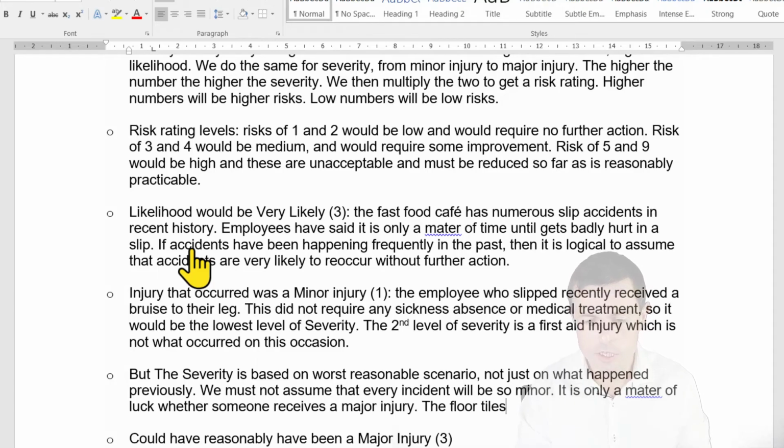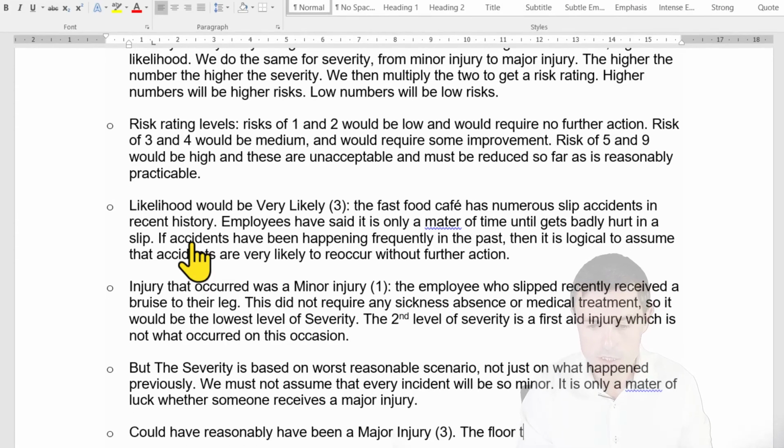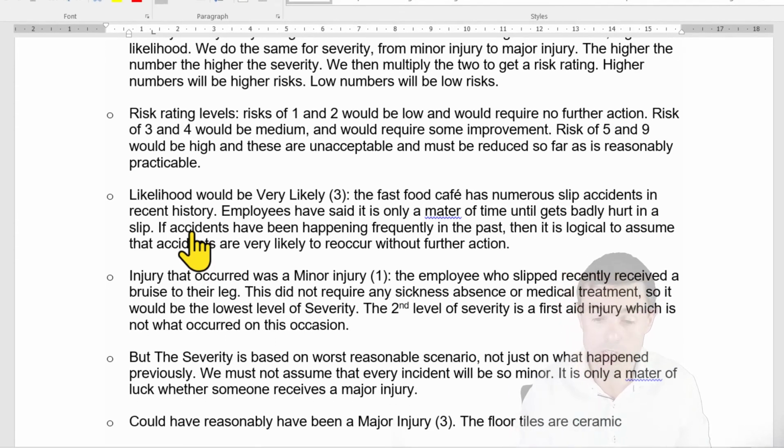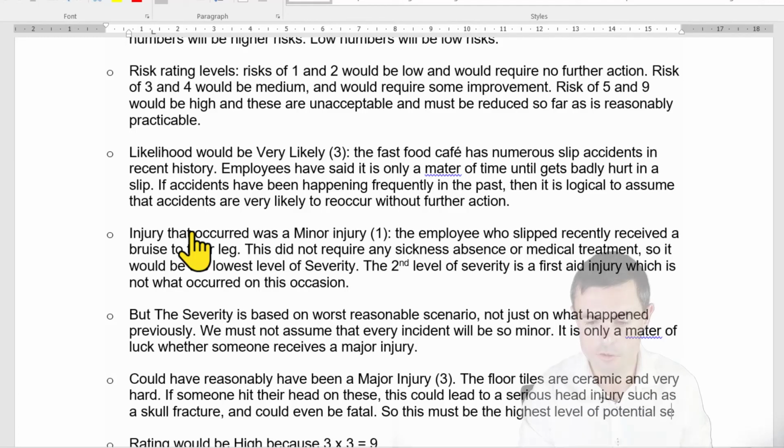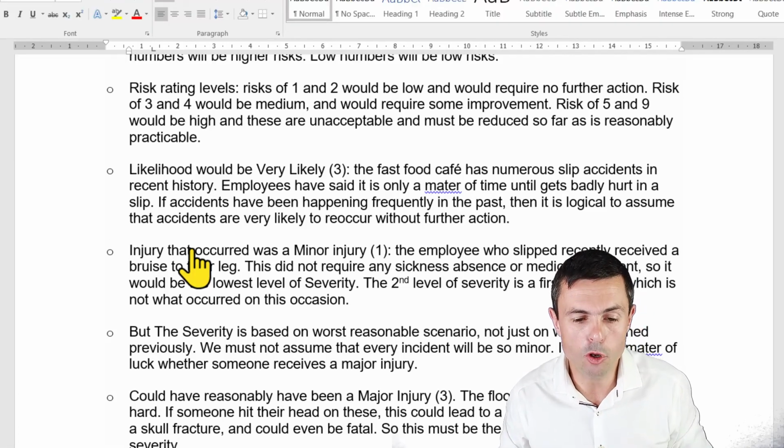The floor tiles are ceramic. That's actually evidence, this isn't even an explanation. The floor tiles are ceramic and very hard. If someone hit their head on these, this could lead to a serious head injury such as a skull fracture, and could even be fatal. So this must be the highest level of potential severity. And so on. I'm not going to answer that point at the end. I'll leave that up to you to figure out what you think we should add there.